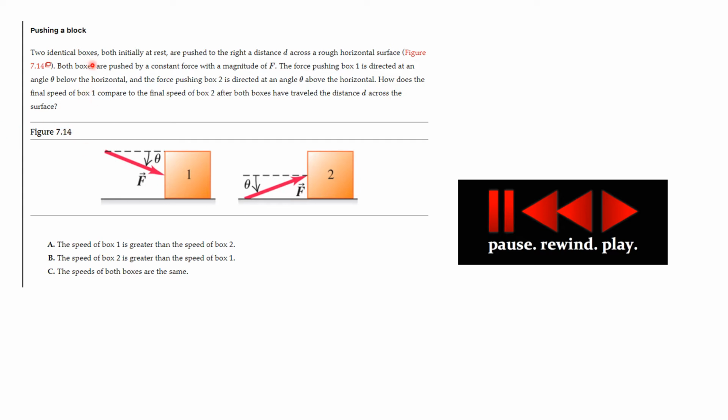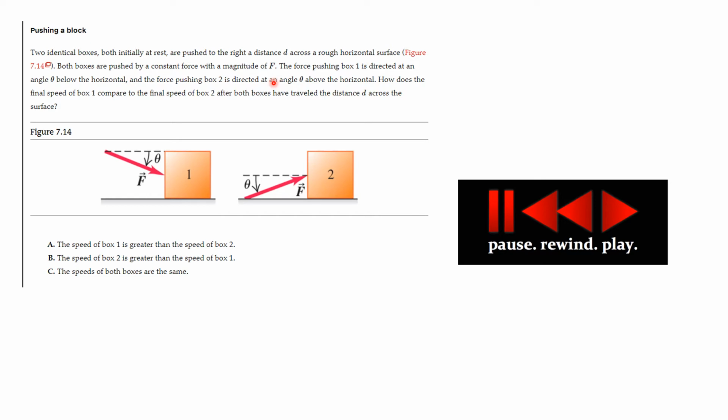All right, so two identical boxes, both initially at rest, are pushed to the right a common distance of d across a rough horizontal surface. That means that there is friction. That's important for the problem. Both boxes are pushed by a constant force with a magnitude of F.